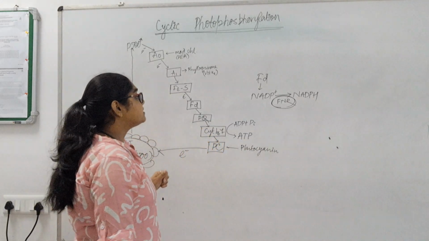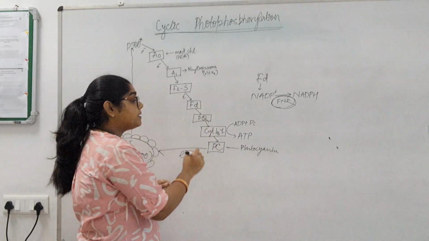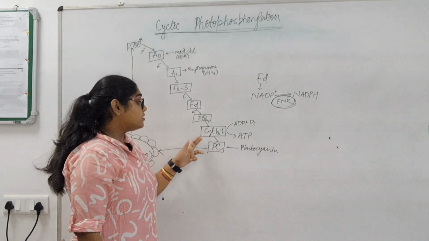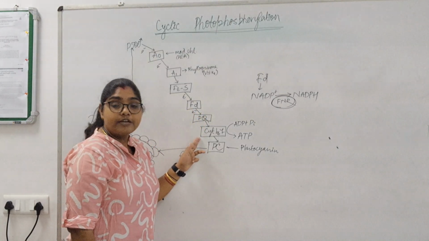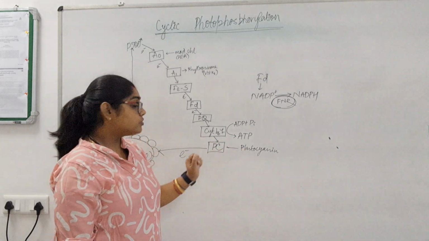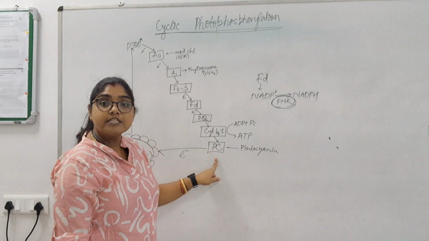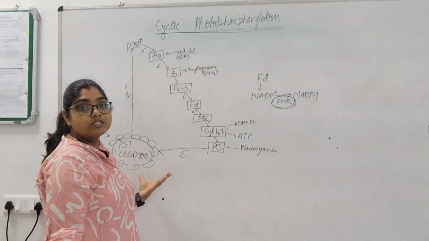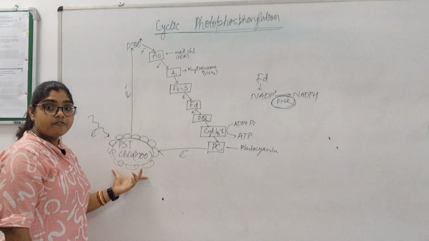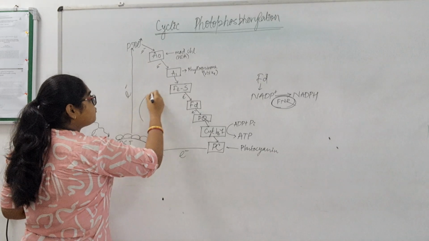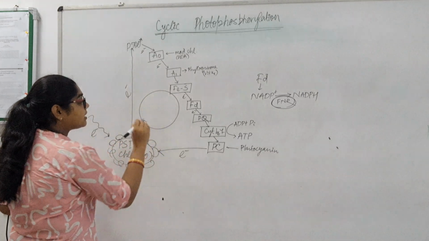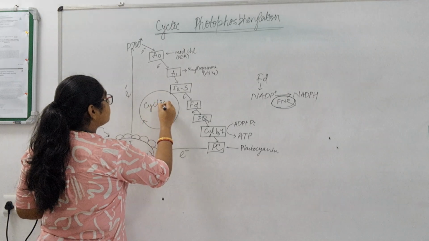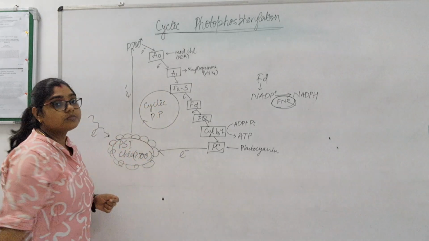But here, because there is no NADP, the ferredoxin will transfer the electron to plastoquinone, then to cytochrome b6f. In cytochrome b6f, ATP is produced, and then it will transfer the electron to plastocyanin, and plastocyanin will pass the electron to photosystem 1. So here the electron follows a cyclic pathway. That's why it is known as cyclic photophosphorylation.